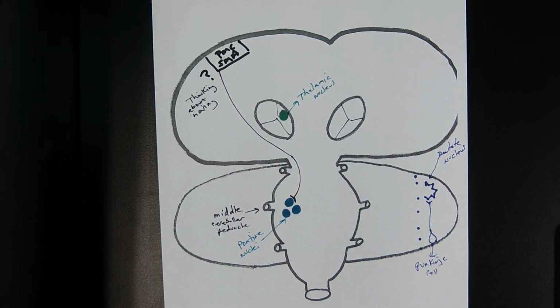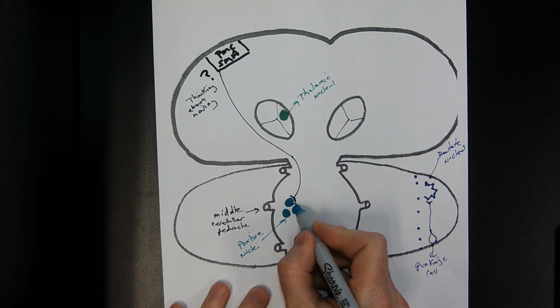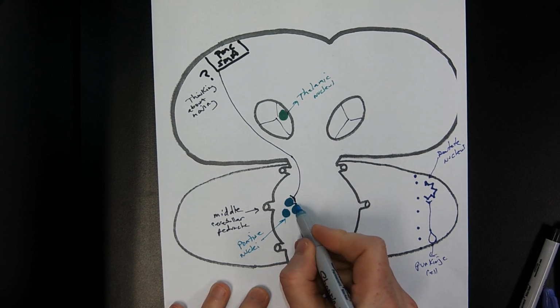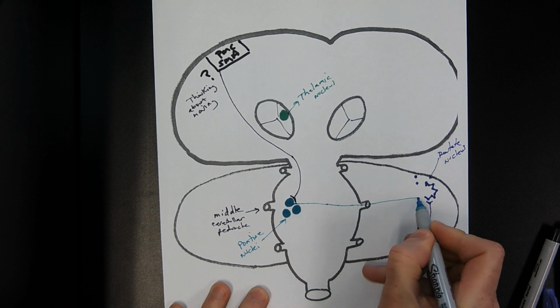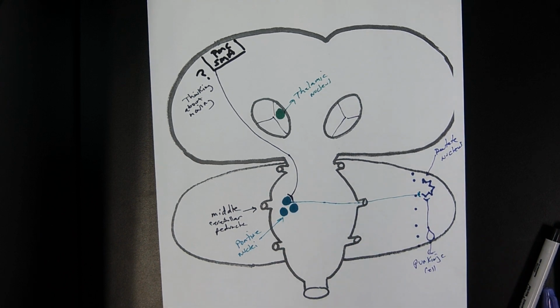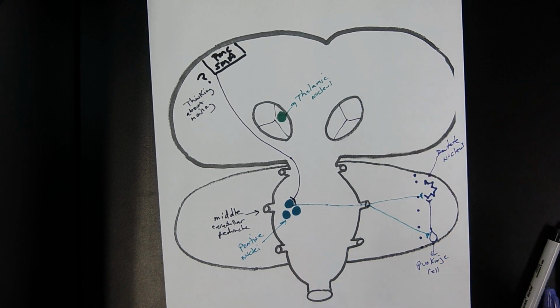Okay, now, those pontine nuclei, the pontine nucleus then sends out an axon that goes through the middle cerebellar peduncle and hooks up with the dentate nucleus. Oh, I'm sorry, that's not right. It hooks up with the Purkinje cell. My bad.